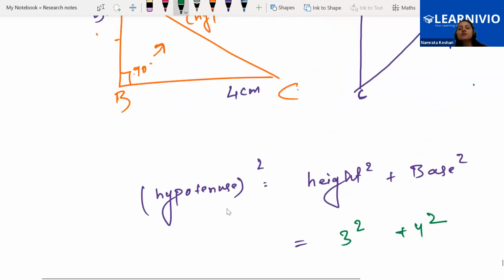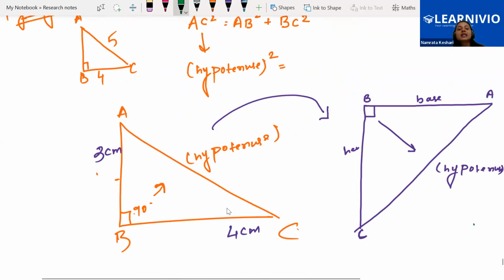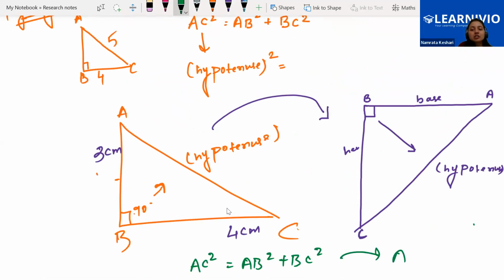So just focus on the Pythagoras theorem. It says that hypotenuse square is equal to base square plus height square. That is, AC square is equal to AB square plus BC square. We can also write it as AC square is equal to BC square plus AB square. Addition you can write either way, but on the other side the hypotenuse will be there. That's what the Pythagoras theorem says.